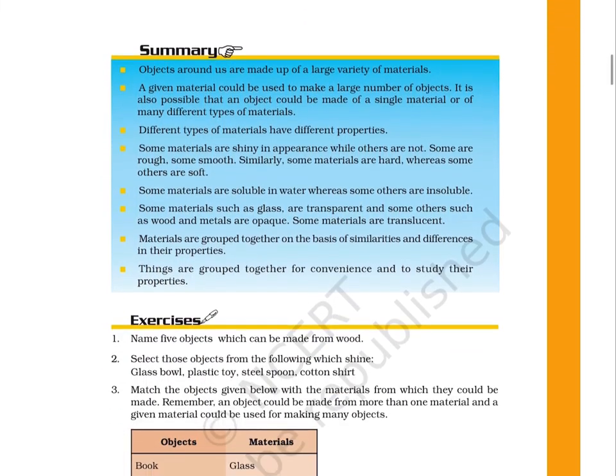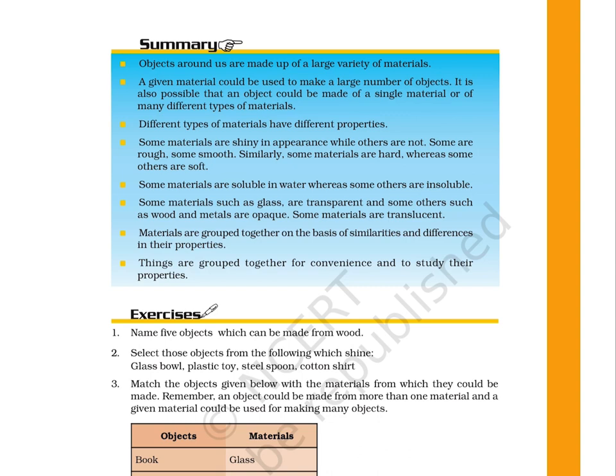Page 33. Summary. Objects around us are made up of a large variety of materials. A given material could be used to make a large number of objects. It is also possible that an object could be made of a single material or of many different types of materials. Different types of materials have different properties. Some materials are shiny in appearance while others are not. Some are rough, some smooth.